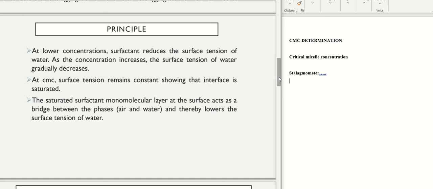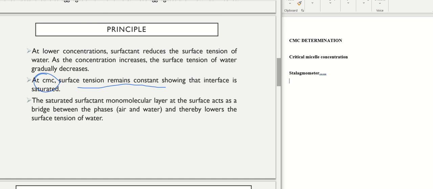the system gets saturated with the surfactant molecules, and after some time, even if we add surfactant molecules or surfactant solution, there will be no much change in the surface tension. There will be no decrease in the surface tension. It gets saturated. So at that point, where the surface tension remains constant, it shows micelle formation. It means at the critical micellar concentration, the surface tension remains constant.